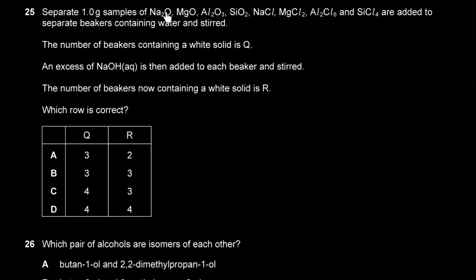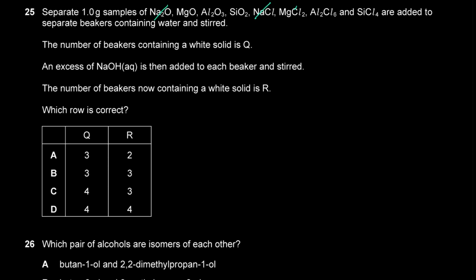Now sodium oxide will dissolve in water to form a solution of sodium hydroxide, so you won't see a white precipitate there. Magnesium oxide is very partially soluble in water. It forms magnesium hydroxide, which you can say is insoluble. It's very slightly soluble, so you will see a white precipitate of magnesium hydroxide. Aluminum oxide is insoluble in water. SiO2 is insoluble in water.